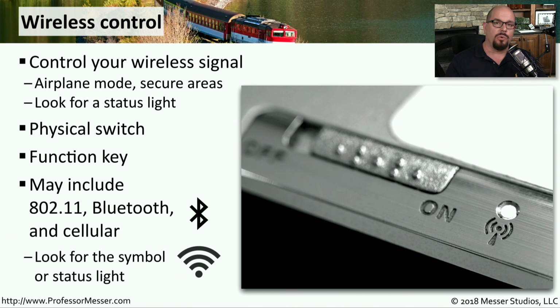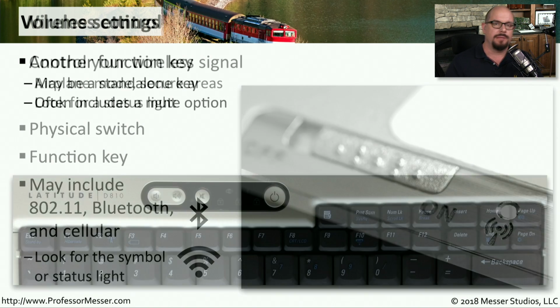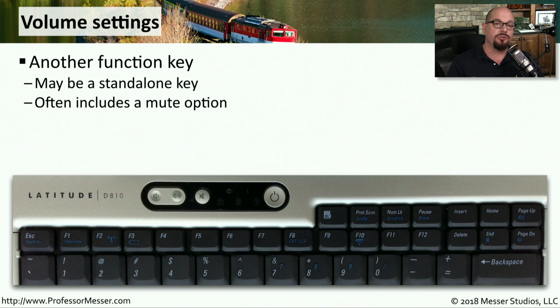This may be an all or nothing switch that turns on and off 802.11, Bluetooth, and cellular connectivity all at the same time, or you may have the ability to specify which one of those wireless networks you would like to enable or disable. Another common function key is to be able to control audio.